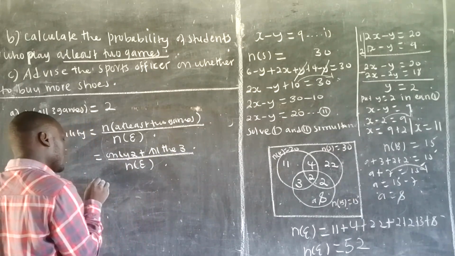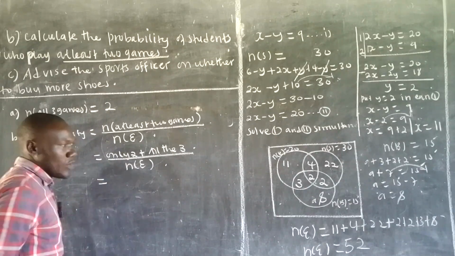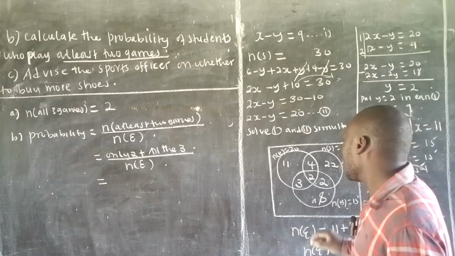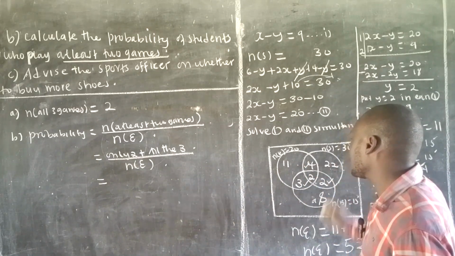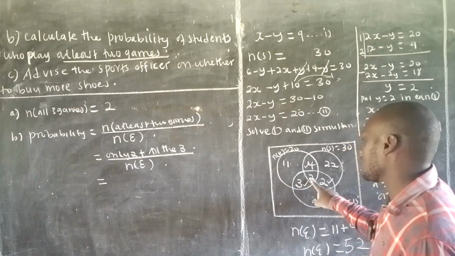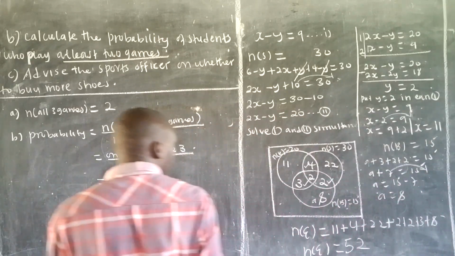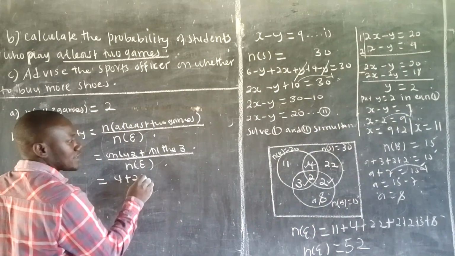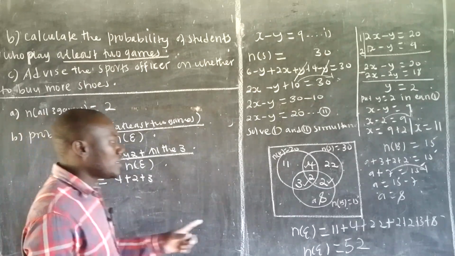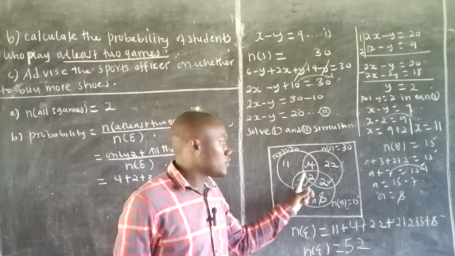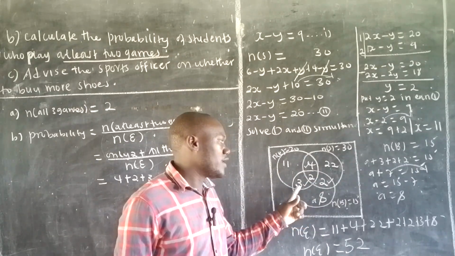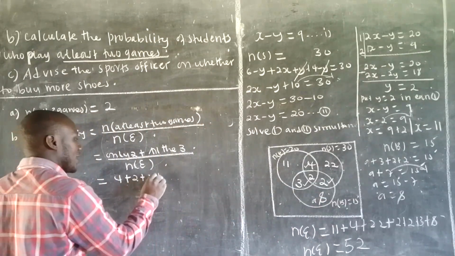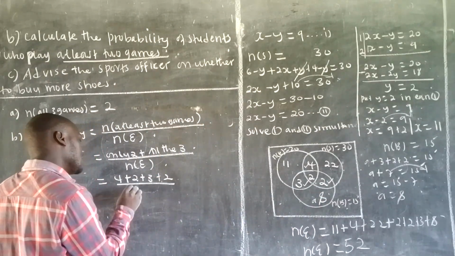Please, I'm only breaking it down for you so that you can understand. So now only 2 means what? We gave a summary that only 2 means this, that, and that. Then all the 3 is this one. You can go and watch lesson 5 so that you can understand more about that. So that will be 4 plus 2 plus 3. That's for only 2. Only 2 is this and this. Why only 2? Here we have 1, 2, 1, 2. Then finally, all the 3 is this one. These are the ones who play all the 3 games. So plus again 2, but over the number in the universal, which is 52.